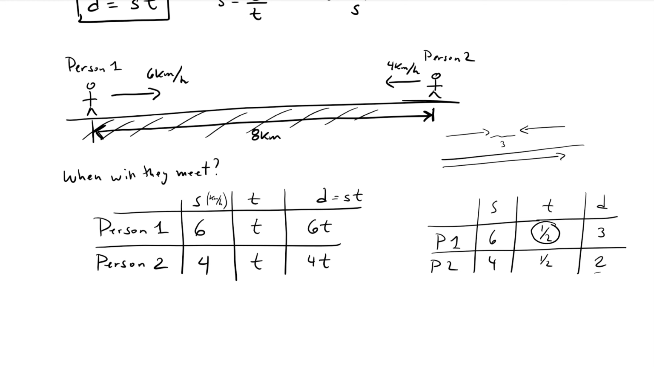But the idea is that we see that by fixing t, we can fix all the other values. And that's exactly what happened here. We fixed t and all the other values, 6t, 4t, were obtained from it. And what do I want? I want the total distance.